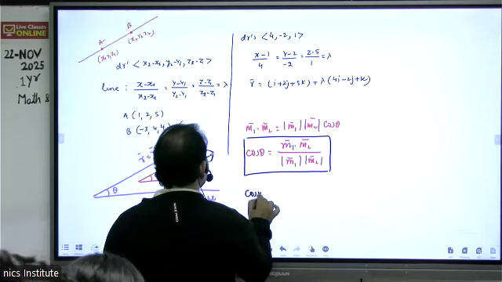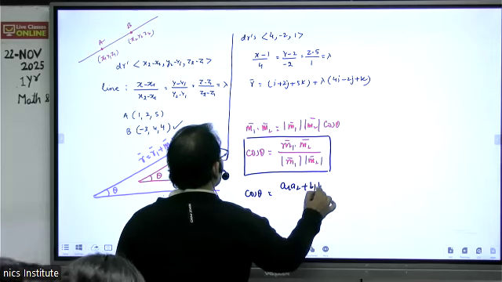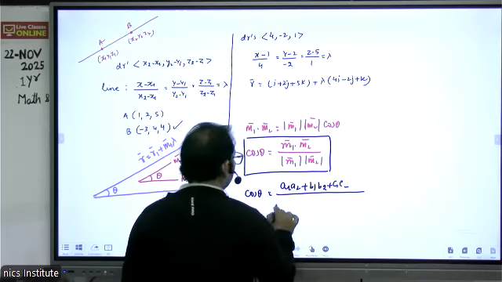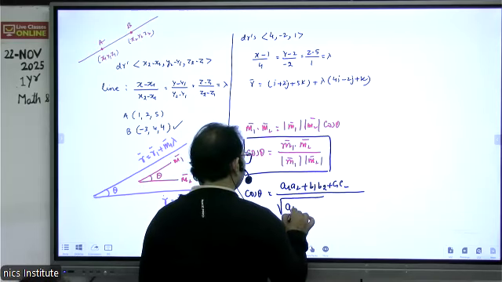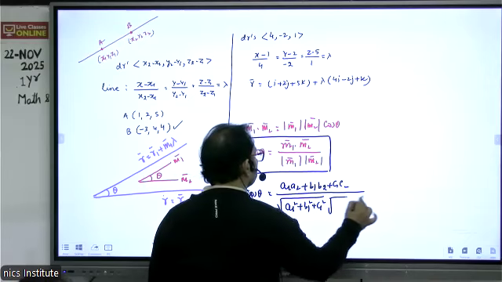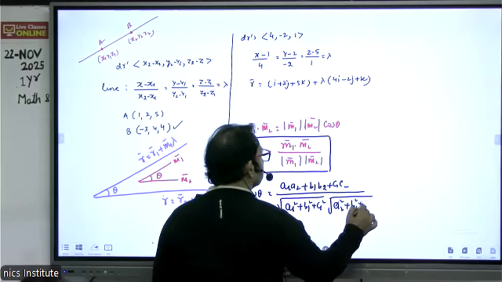Or in terms of DRs, A1 A2, B1 B2, C1 C2 divided by root of A1 square, B1 square, C1 square, A2 square, B2 square, C2 square.